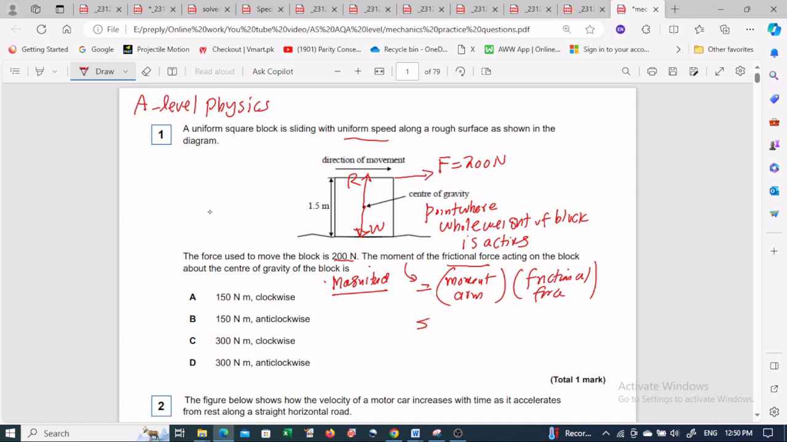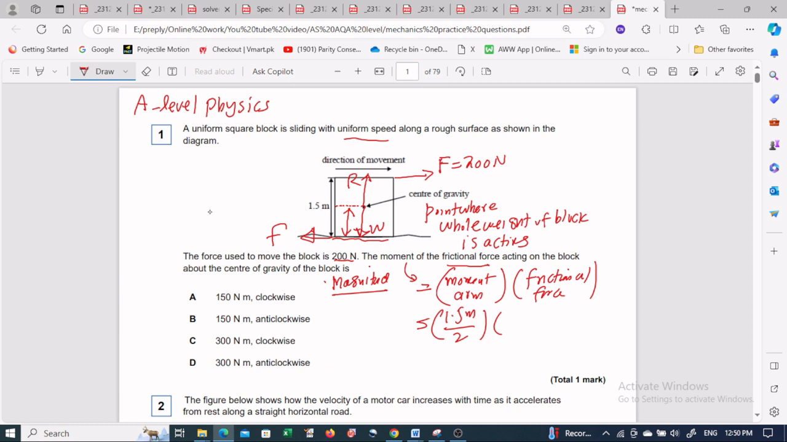Here the friction acts opposite to the motion. So the perpendicular distance between the line of action of the frictional force and the center of gravity: if we draw the line, the perpendicular distance between the center of gravity and this line of action of force is half of that distance, that is 1.5 divided by 2, and the frictional force is exactly equal to 200 newton.